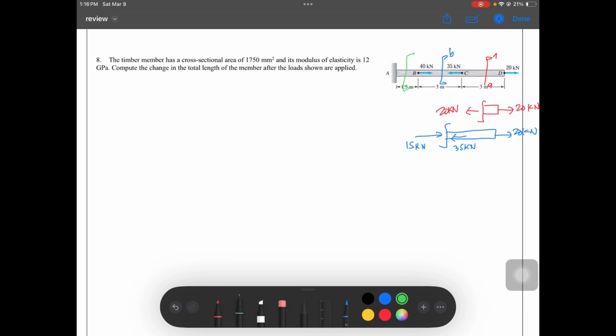Next. Dito naman tayo. This is C. So, dito, meron kang 20 kilonewton. And then, dito, meron kang 35 kilonewton. And then, dito sa point na to, meron kang 40 kilonewton. So, to be in equilibrium, ano dapat? So, to the right is 40 plus 20, so 60. Isa lang yung to the left, and it's only 35. Kulang pa siya. So, to be in equilibrium, you need 25 kilonewton dito.